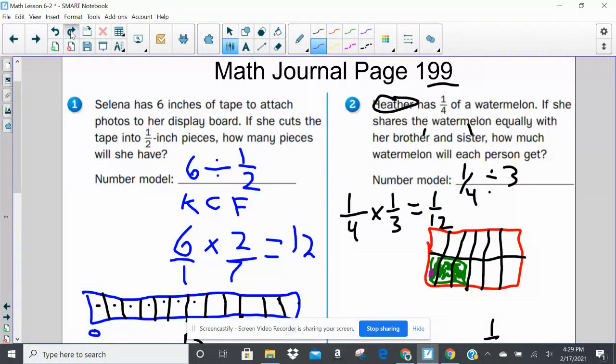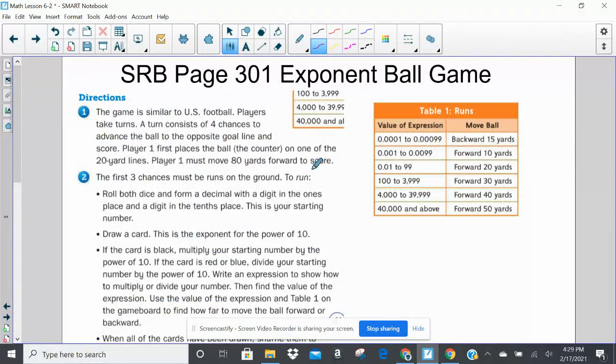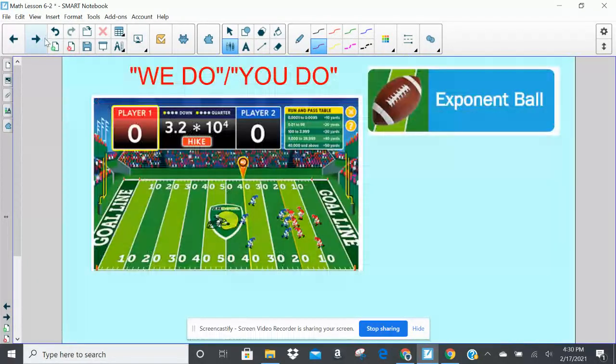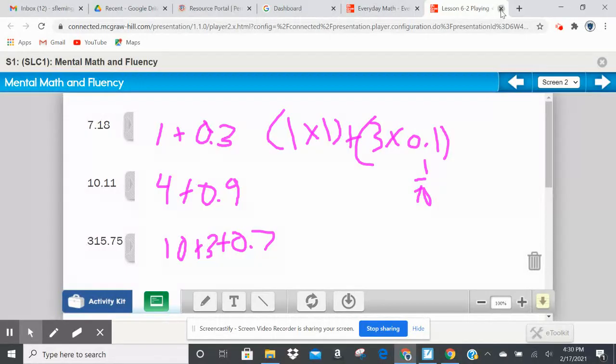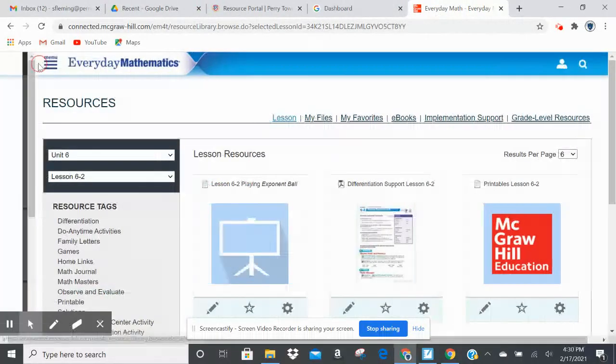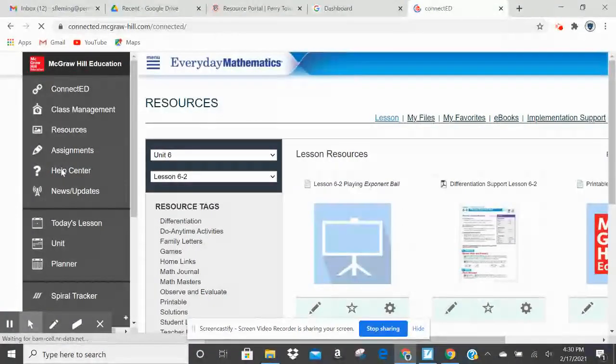Let's go ahead and try our exponent ball. How you play this game, I'm going to go ahead and just teach you how to play real quick. To do that, all you need to do is go into Everyday Math. So let's go to the Everyday Math games. Follow me into those Everyday Math games.